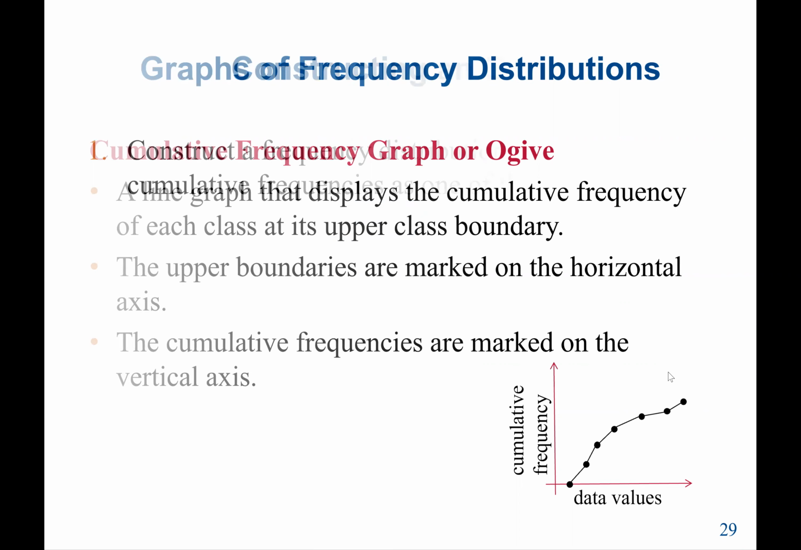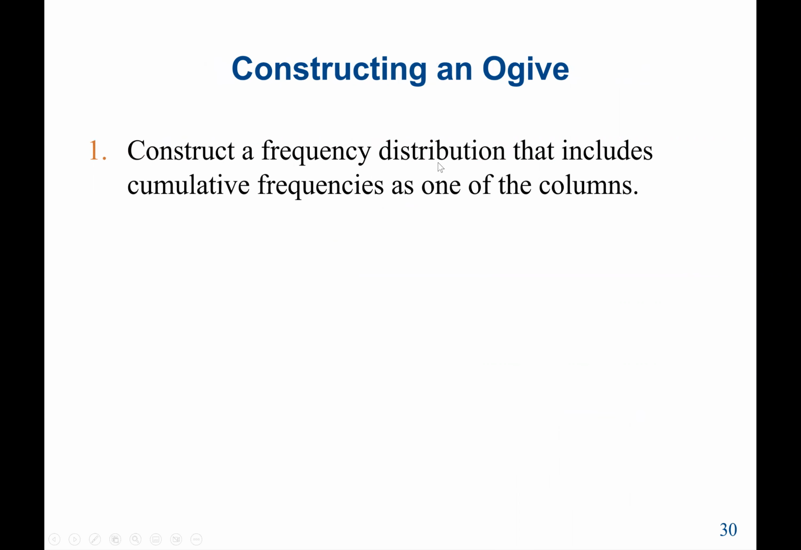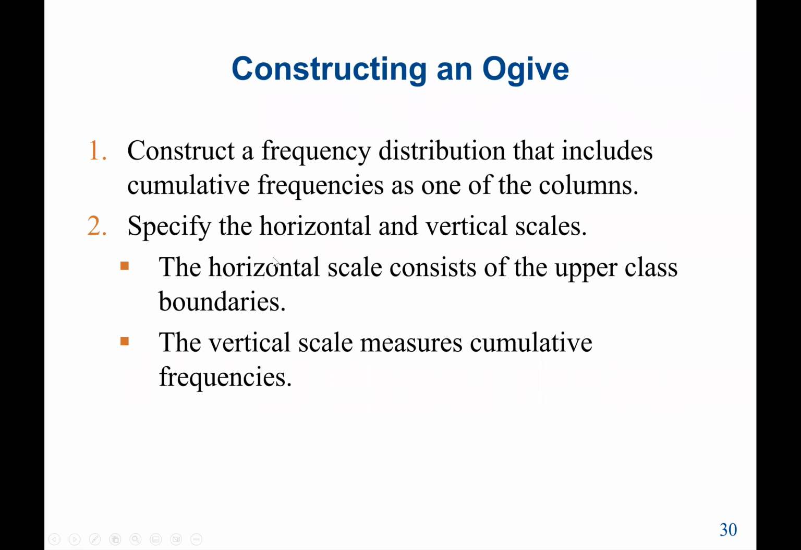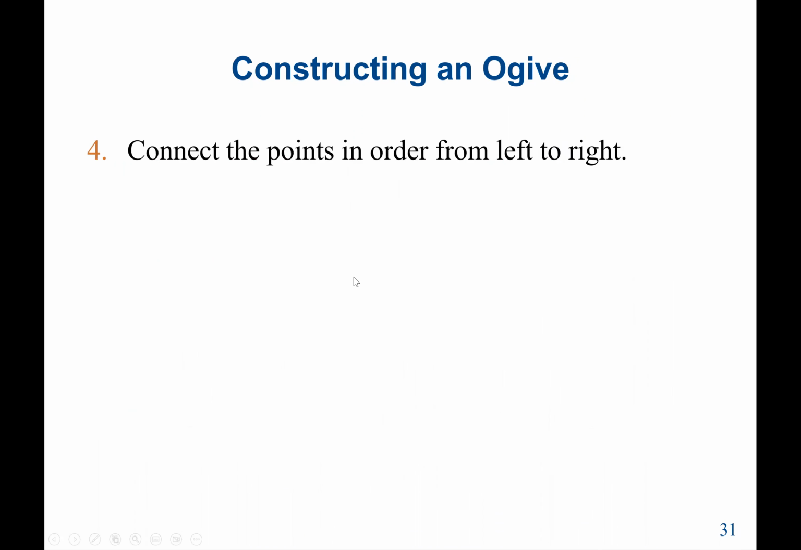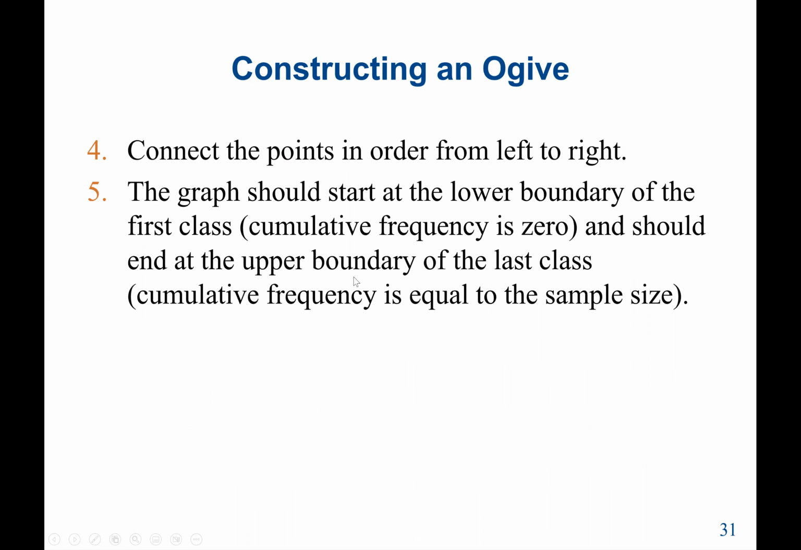So let's see the example again. Here they say we should construct a frequency distribution that includes the cumulative frequencies as one of the columns. So the first thing we need to do is specify the horizontal and also the vertical scales. Normally, the horizontal scale will consist of the upper class boundaries. Then the vertical scale will measure the cumulative frequency instead of frequency. And then we plot the points that represent the upper class boundaries and their corresponding cumulative frequencies. Then we connect the points in order from left to right.